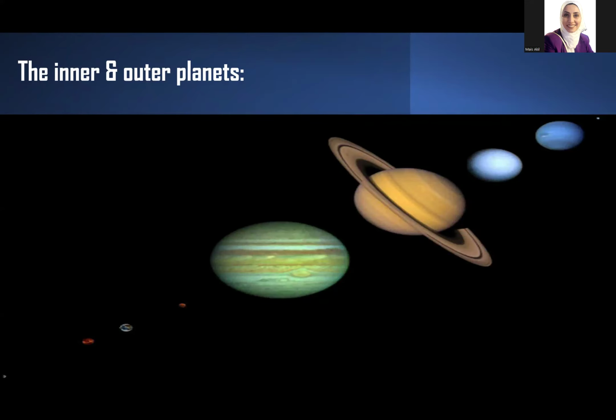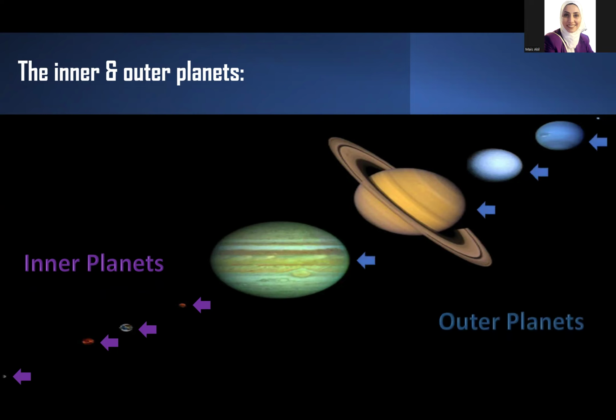And those 8 planets are divided into 2 groups. This is the first group, and this is the other group. As you see, those planets are smaller than those planets, and also those are closer to the Sun than the other planets. So, those planets we call the inner planets because they are closer to the Sun, and those are called the outer planets. So 4 planets in the inner planets group and 4 planets in the outer planets group.